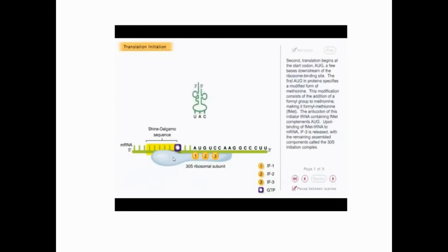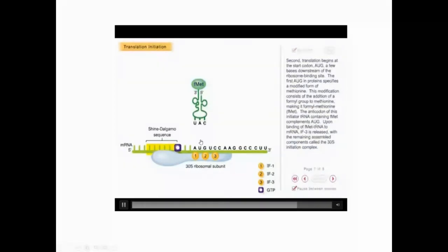Second, translation begins at the start codon, AUG, a few bases downstream of the ribosome binding site. The first AUG in proteins specifies a modified form of methionine. This modification consists of the addition of a formyl group to methionine, making it formylmethionine. The anticodon of this initiator tRNA containing fMet complements AUG. Upon binding of fMet tRNA to mRNA, IF3 is released, with the remaining assembled components called the 30S initiation complex.